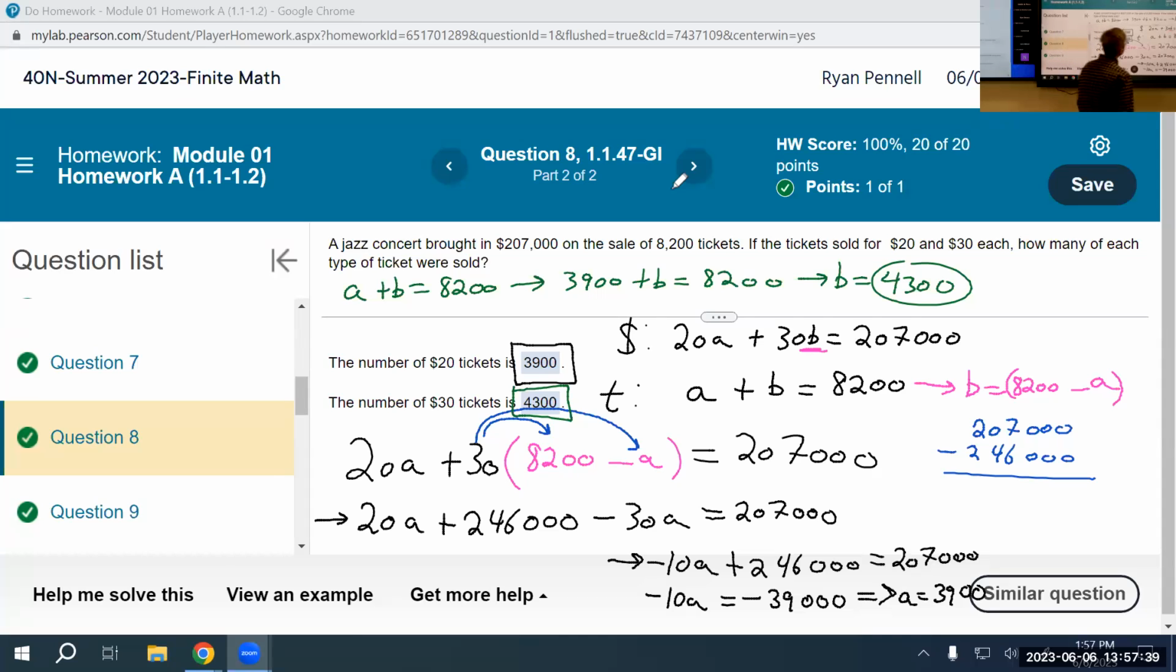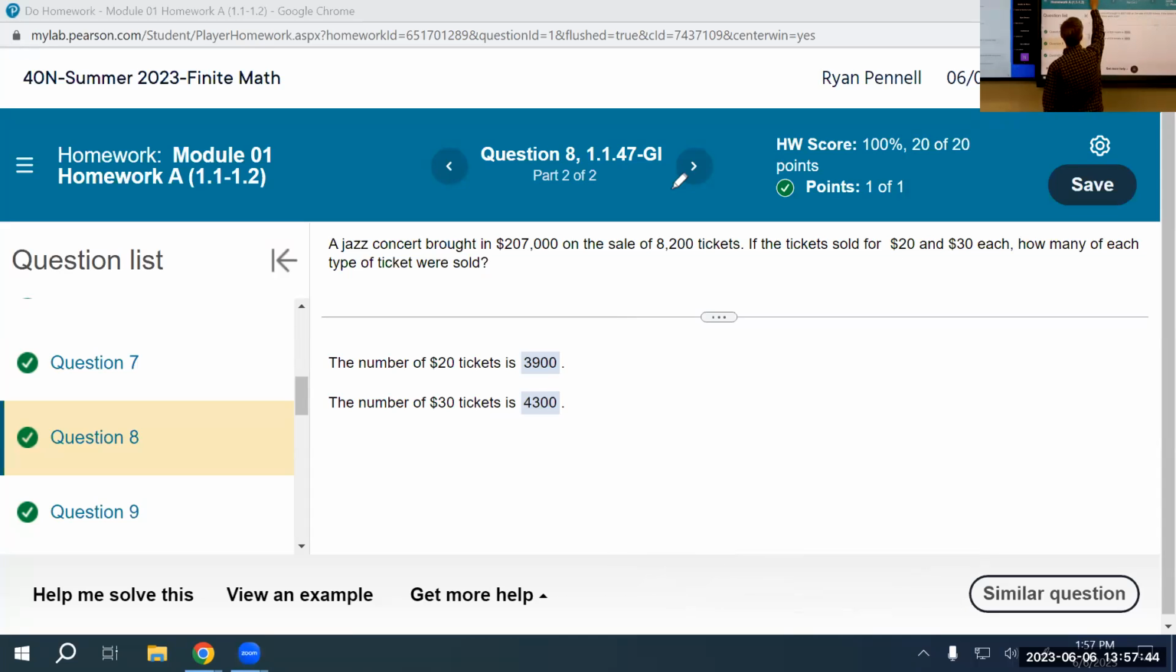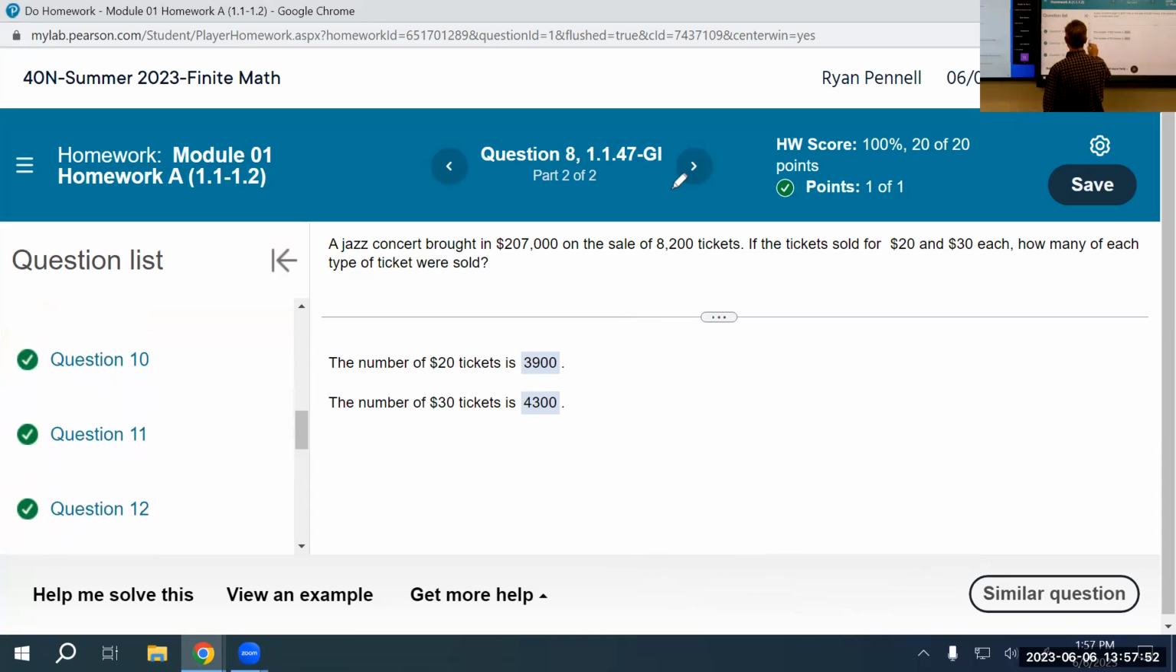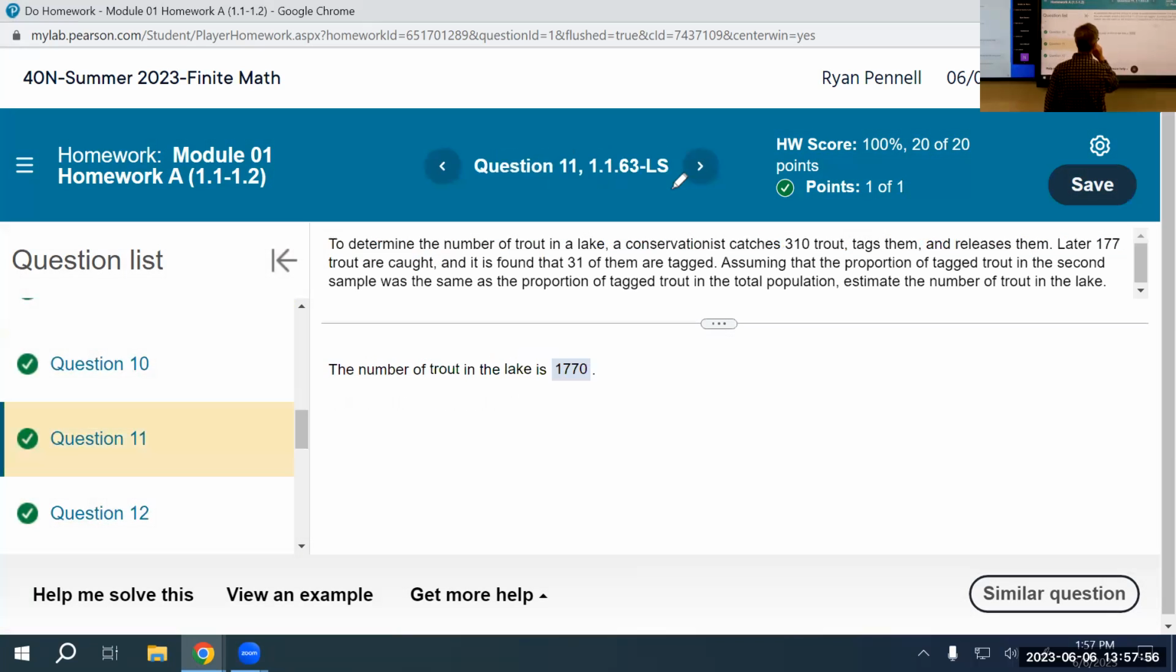Well, we got some time for some more questions, and then we'll take a break, but I got a good amount of 1A at least introduced. I think the next one I wanted to bring up was, let's take a look at 11 and see if there's anything interesting about this one.